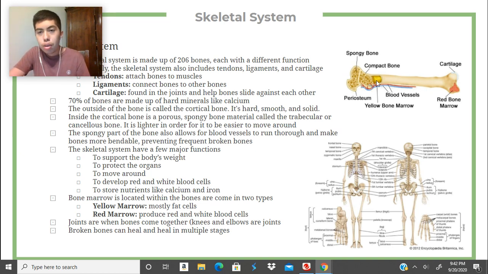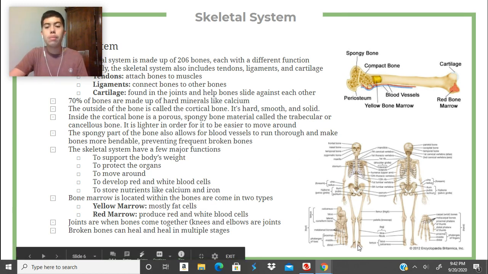We have the yellow bone marrow, which is located right there within the center of the bone. And then red bone marrow, which is located on the sides, which is where red and white blood cells are produced. And of course, down here is another diagram of the skeletal system and the different bones that are within our bodies.